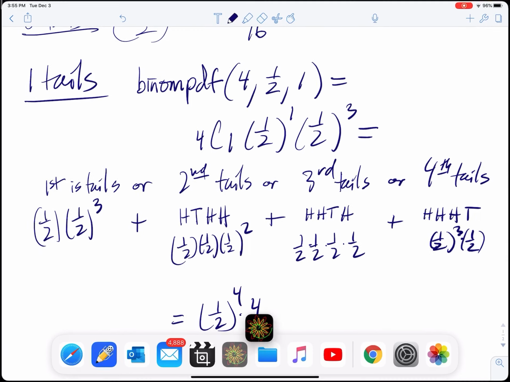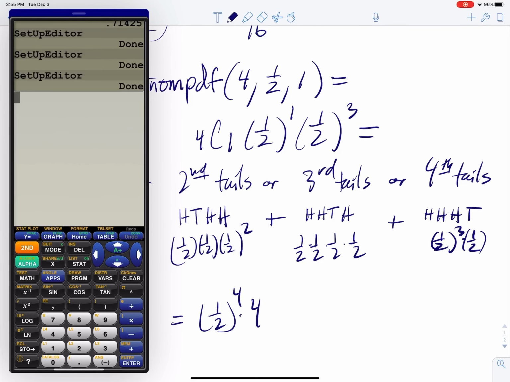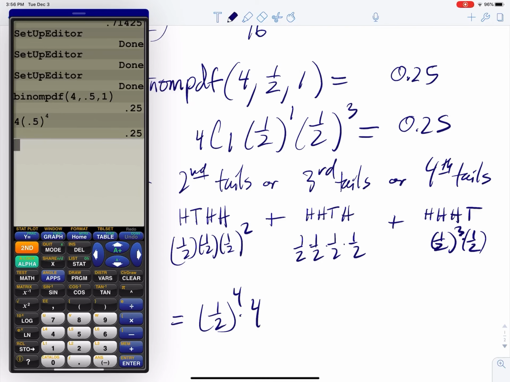Let's see if that's true. So binom PDF, you go to distribution, you go to binom PDF, you put in 4, comma, 0.5, comma, 1. And then when you go over here, you get 0.25. And this one, 4 choose 1 is just 4 times 0.5 raised to the 4, 0.25. This way, same thing: 4 times 0.5 raised to the 4. It's all the same answer, 0.25.